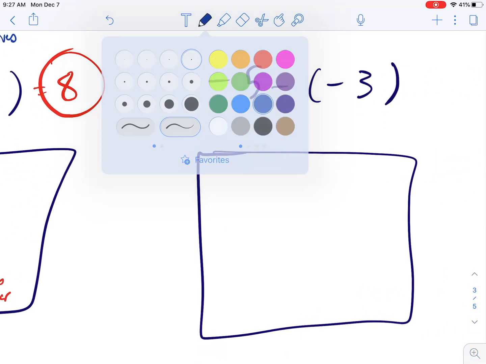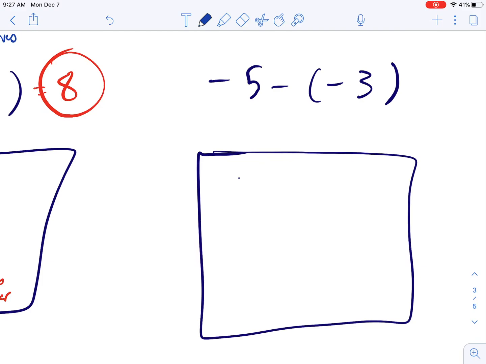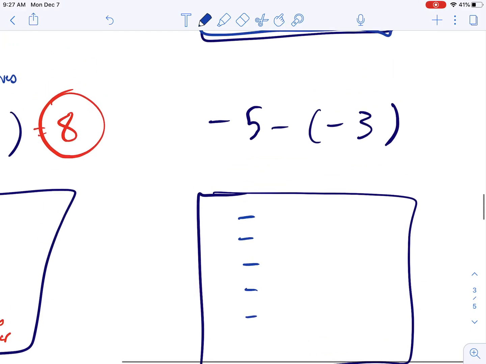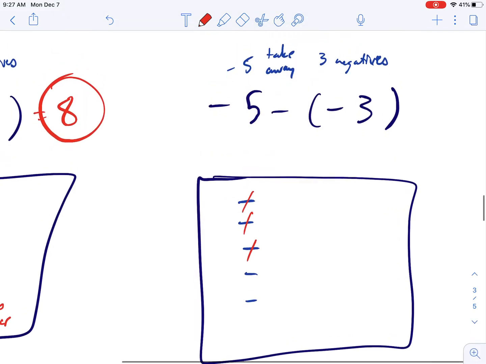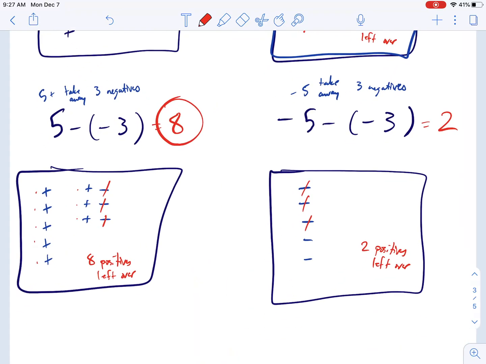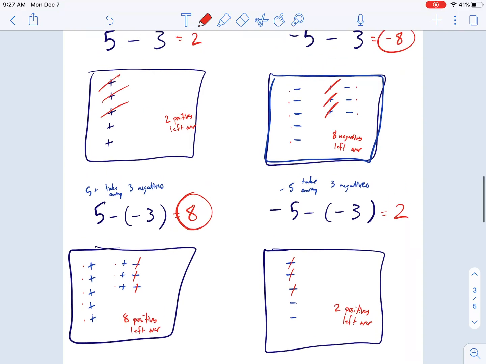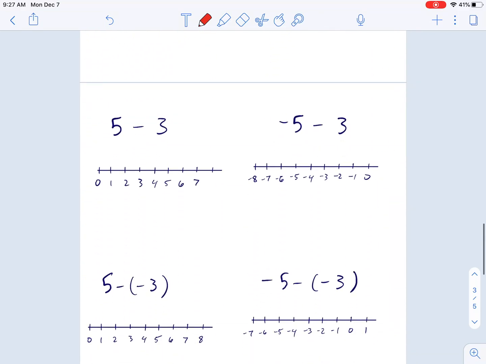Right? And finally, our last one. We start off with 5 negatives, 1, 2, 3, 4, 5. So this is like negative 5, take away 3 negatives. Okay, so are there 3 negatives here to take away? Yes, so we can just go 1, 2, 3, and we're left with 2 positives. Okay, so this is a little trickier because you have to add in those 0 pairs. It gets a little tricky.